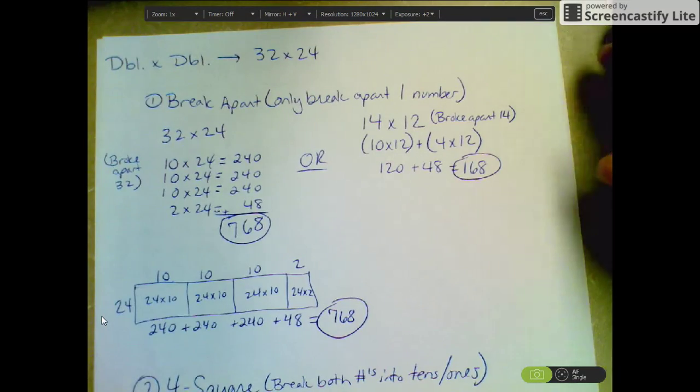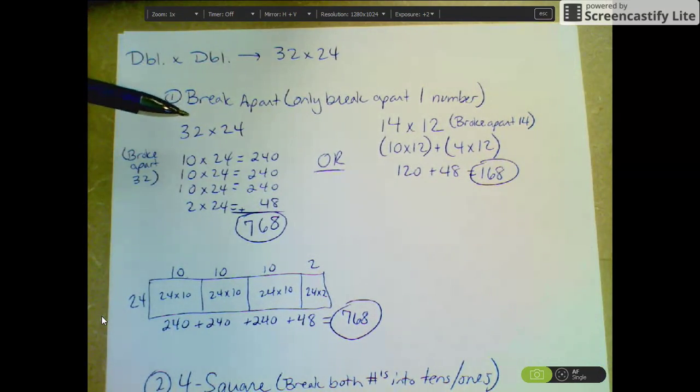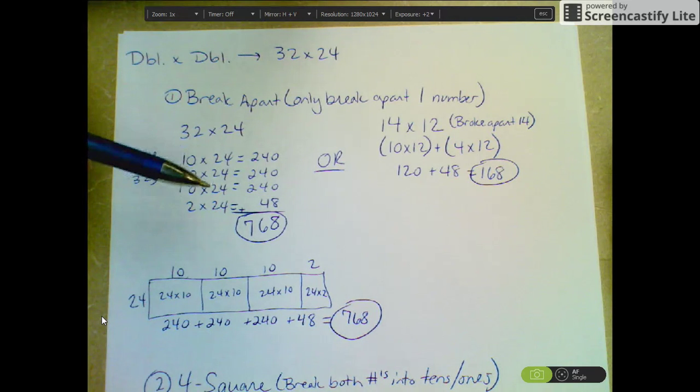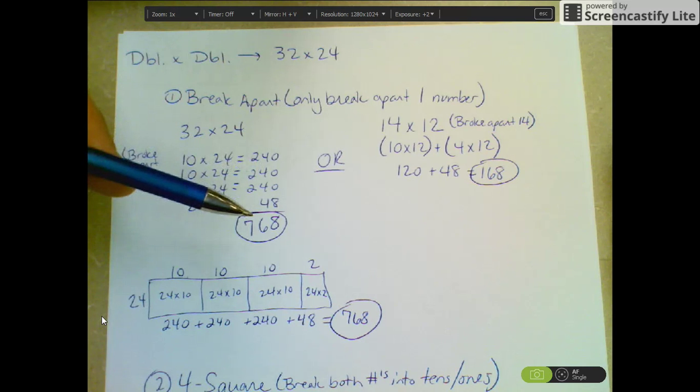Double times double digit, in this case 32 times 24. We do break apart. When we do double times double, the only difference here, we break apart the one number and we keep it the same. So in this case, we broke apart the number 32 into 10, 10, 10, and 2. We keep the number the same we're multiplying by. You get your products here. You add them up and get your answer.